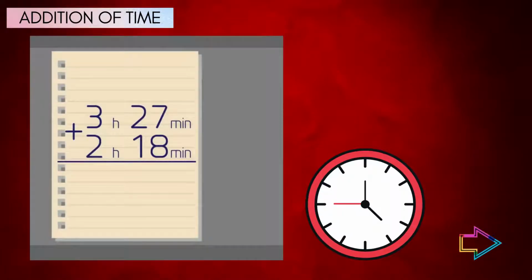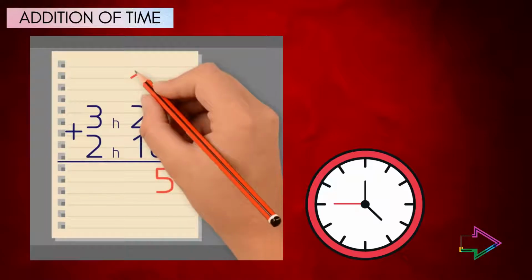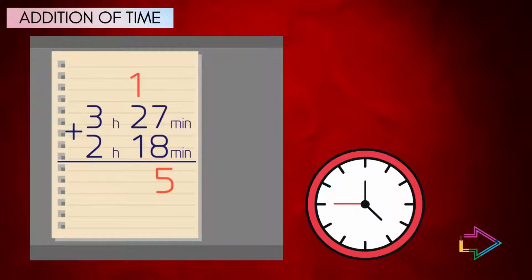First, we need to add these two numbers, 27 plus 18, because the units match. 7 plus 8 equals 15. We are going to write 5. Carry over the 1, and then we need to add 1 plus 2 plus 1, which equals 4. So we have 45 minutes.